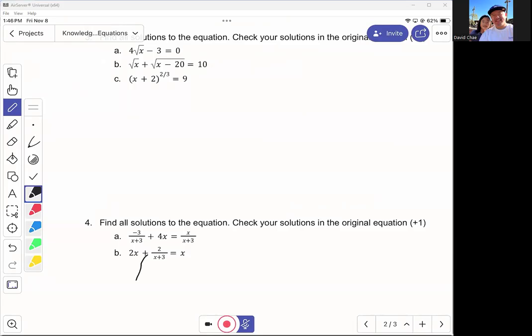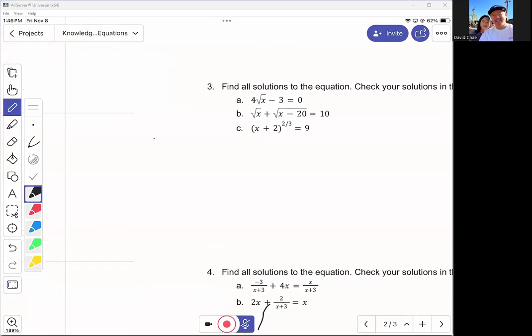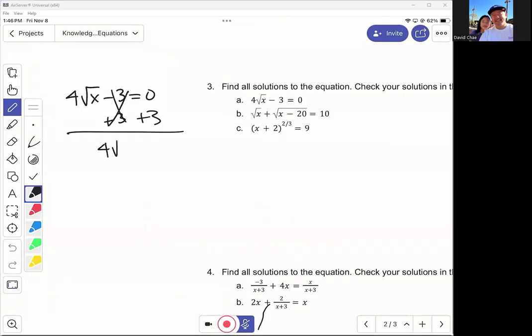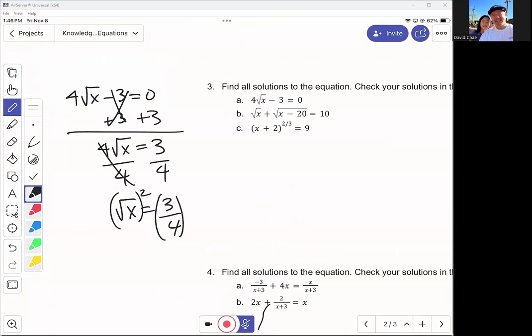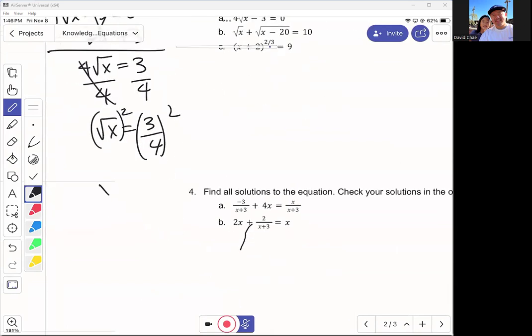All right, number 3 is letter A. You have 4 radical x minus 3 is equal to 0. Add 3 to both sides. So this is probably the easiest problem on the test. On the test, you could just divide it by 4 if you want. So radical x is equal to 3 over 4. Square both sides here. And so x is equal to 9 over 16.